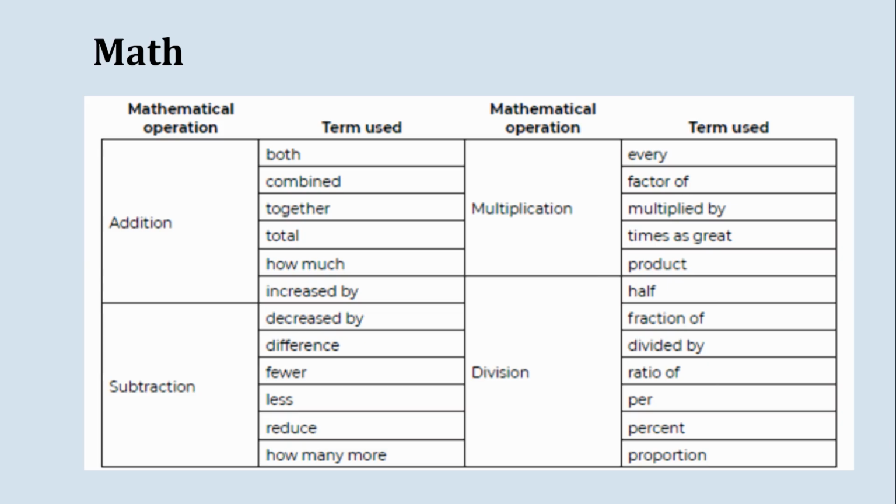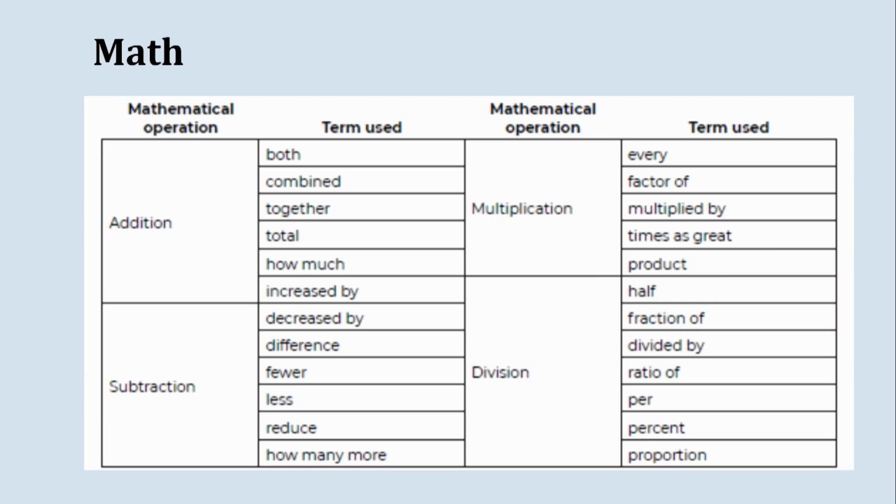Okay, so let's look at these. Let's look in the top left corner. These are all addition operations. So if you see the words both or combined, together, total, how much, or increased by, the operation you're probably going to need to do is addition because you're putting that information together to find a total value. Okay, bottom left corner, let's talk about subtraction. If you see the words decreased by, the difference, fewer than, less than, reduced, or how many more than, you're probably going to need to subtract something.